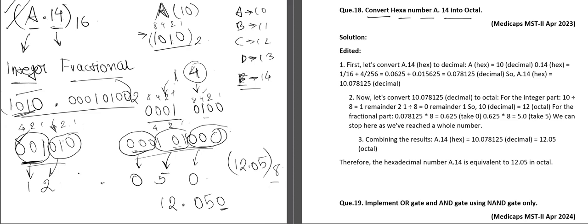Okay, so this thing we need to note, that in order to make groups of 3 bits, if some bits are left out, we need to add zeros. In the integer part, we will add zeros at the front, but in the fractional part, we will add zeros at the back, and then we can easily make groups of 3 bits and write the equivalent octal number. So this will be our required answer.